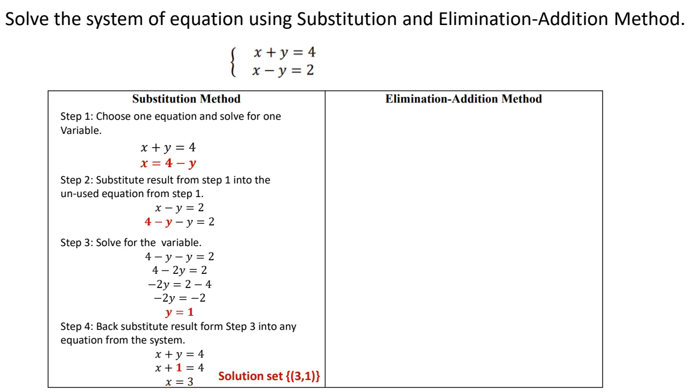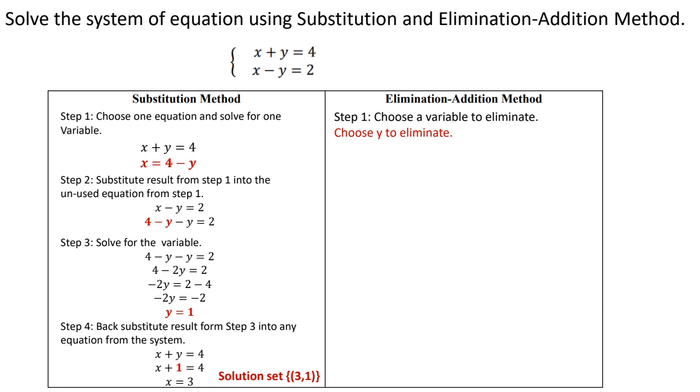So for my elimination method, I'm going to choose a variable to eliminate. Okay? So in my case, I want to eliminate the y's. The reason why I want to eliminate the y's is because it's very easy. I don't have to do any extra work, I just add them together. You see here, both the y's have opposite signs and they are the same value. They're both a value of 1. So if I add them together, I'll eliminate them.